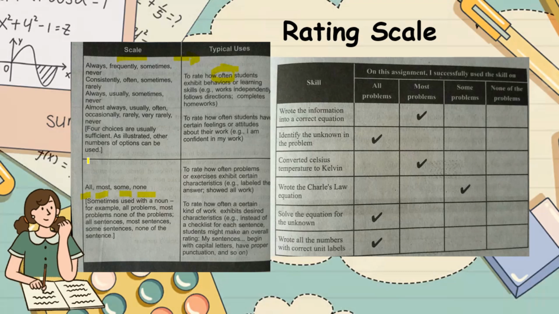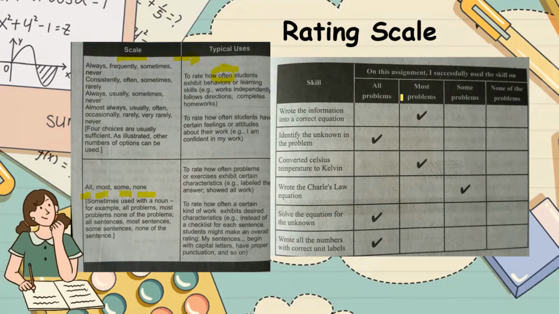A frequency rating scale, for example, is used by a high school chemistry teacher to help her students check their own work on volume and temperature problems. So the rating scale indicates how many problems. You may use almost, some, or none because the skill was demonstrated.